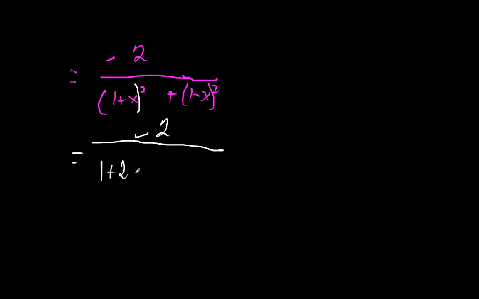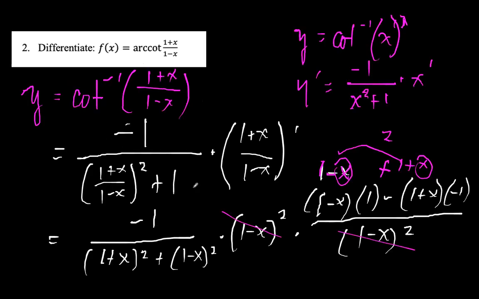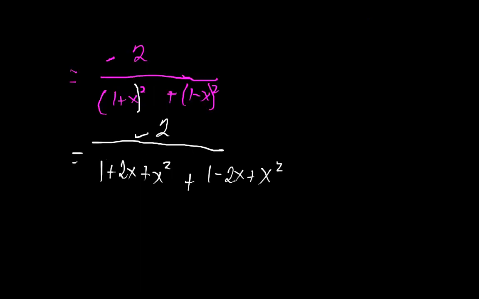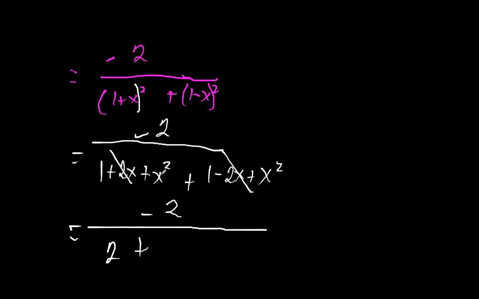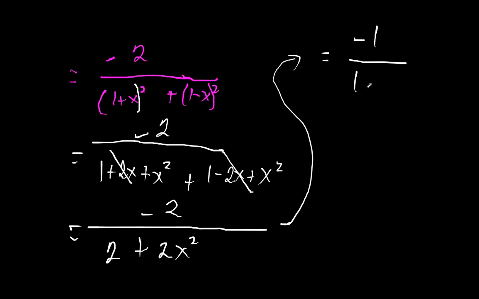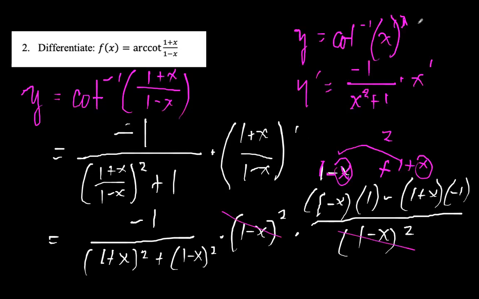Expand. So 1 plus 2x plus x squared, plus expand 1 minus 2x plus x squared, correct? Oh, by the way, let's check if this one is negative 1. Not yet. Okay. So this becomes negative 2 over, I can cancel this out. So 1 plus 1 is 2, and x squared plus x squared is 2x squared. So this is equal to, we can factor out 2, negative 1 over 1 plus x squared. Oh, so this is just the answer for that problem. My goodness.